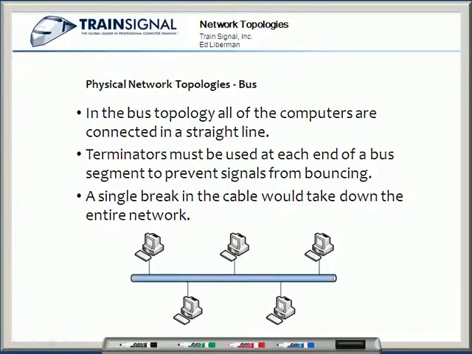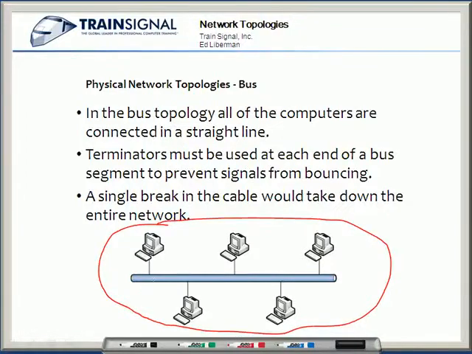So, taking a look at the physical network topologies. The first one I want to talk to you about is called the bus. In the bus topology, all of the computers are connected in a straight line on a single cable segment. I have that illustrated for you down here at the bottom of the screen. Here we have 5 computers and they're all connected to one cable segment.